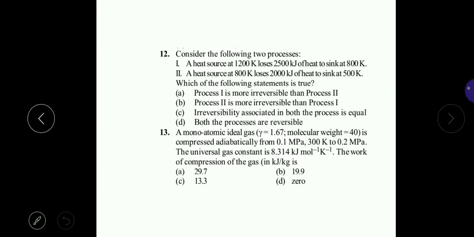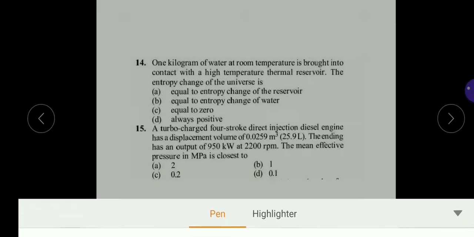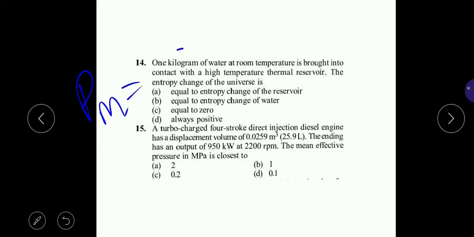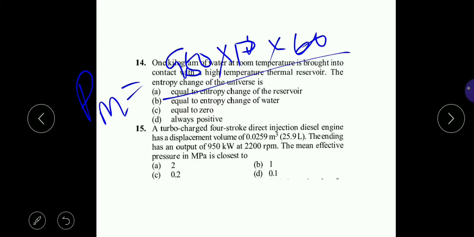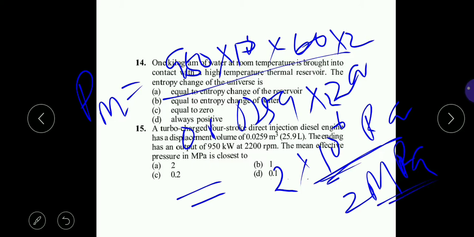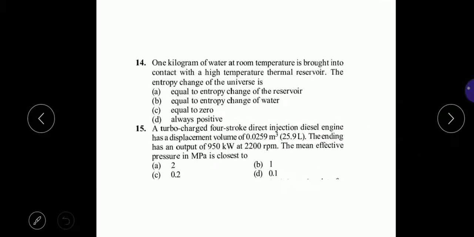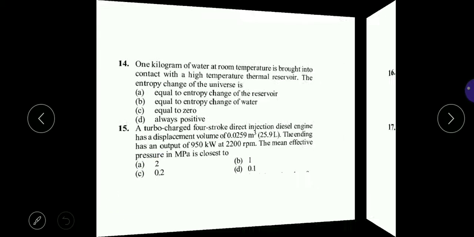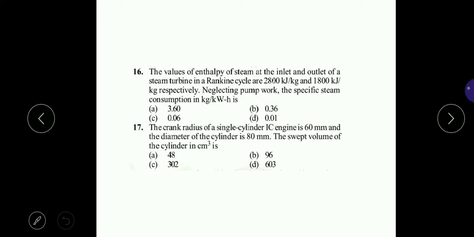Okay, so Pm will be equal to power, that is 950 into 10 to the power 3, into 60, divided by Vs, that is 0.0259, into speed 2200, and here the 1 by 2 will go up, so here we can get the value as 2 into 10 to the power 6 Pascal, which will be equal to 2 megapascal. So here option A is the right answer.